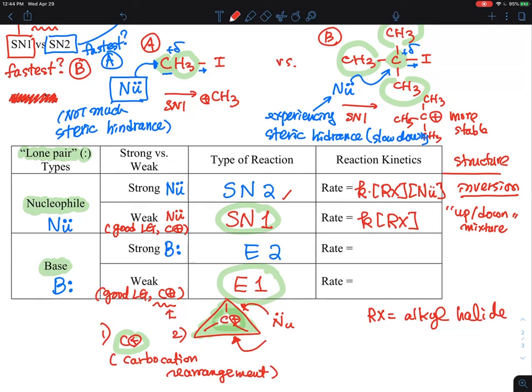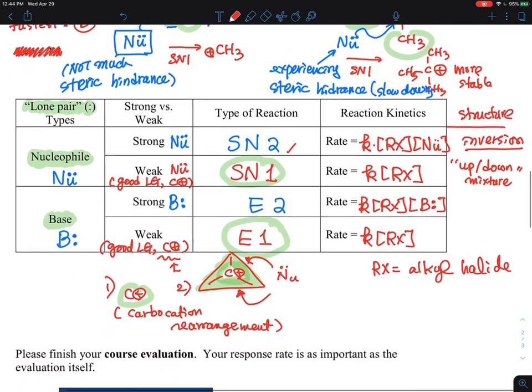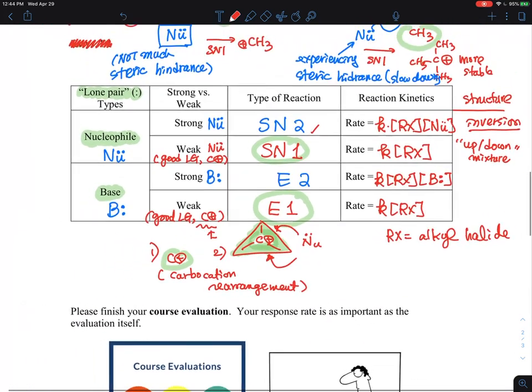What about the E2? Same thing, Rx, because it's elimination. So you should say the base, not the nucleophile, because of the elimination, you are losing the proton, forming the double bond. So this is a base you need here. And this is, once again, the same. The base concentration doesn't matter for the unimolecular elimination reaction. So those are things that I want you to keep in mind here.